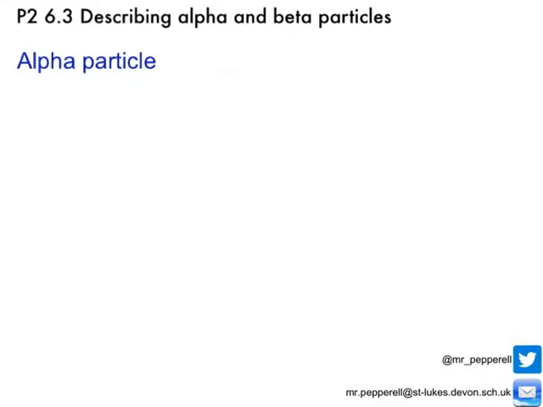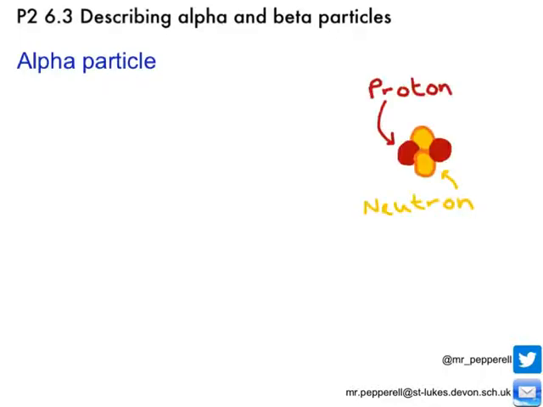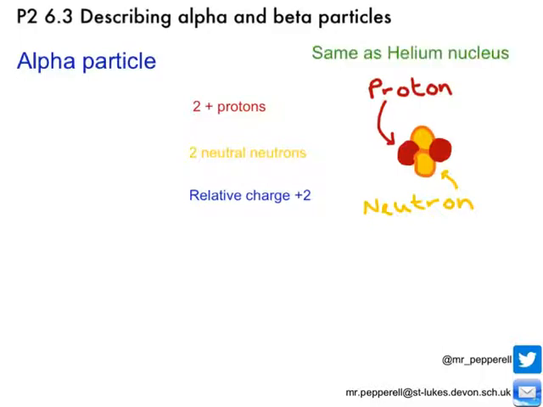Now, an alpha particle consists of protons and neutrons, and in fact it's got two positively charged protons and two neutral neutrons that have got no charge at all. So we can see that the relative charge of an alpha particle is 2 positive, or it's got a +2 charge. And if you have a little look at that particle, you might notice that 2 protons and 2 neutrons is actually the same thing as the nucleus of a helium atom. That's just a fact that you might want to remember as well.